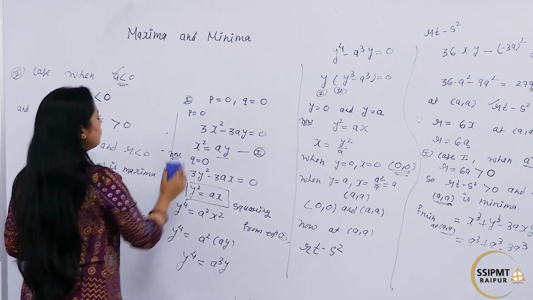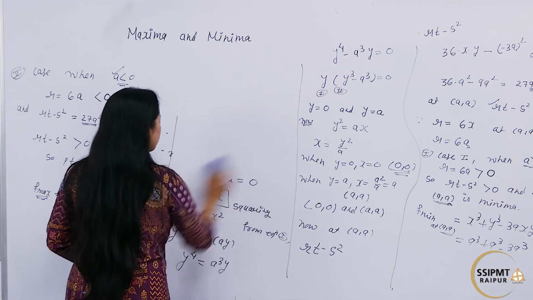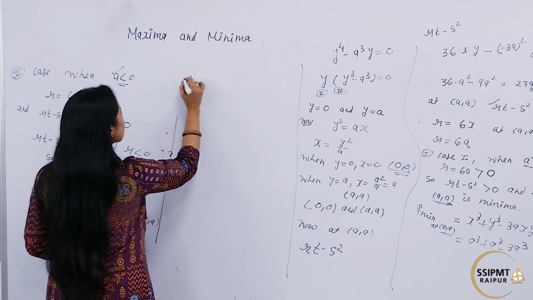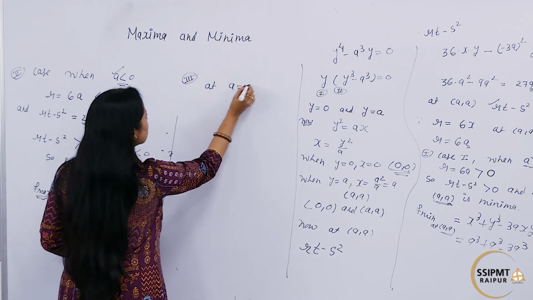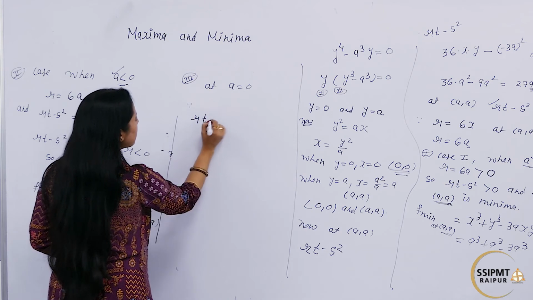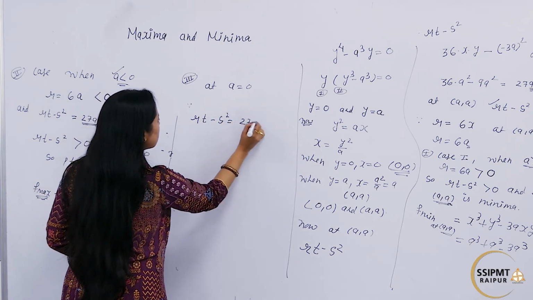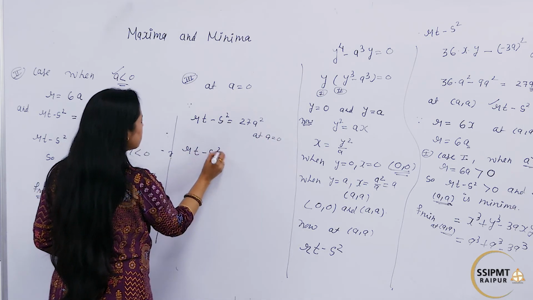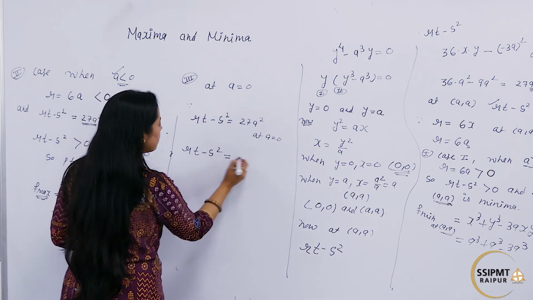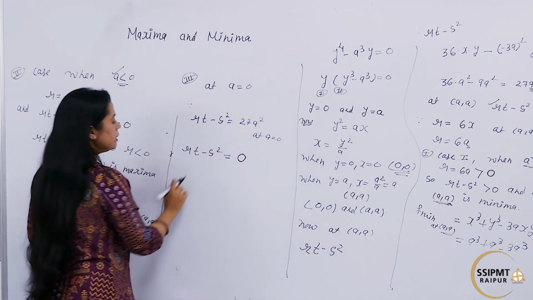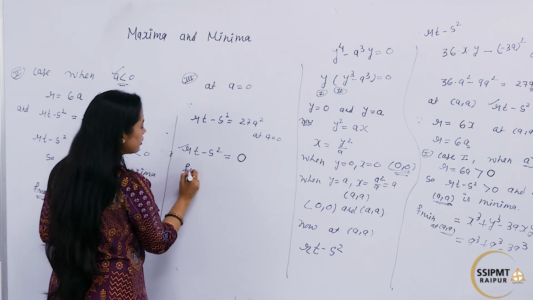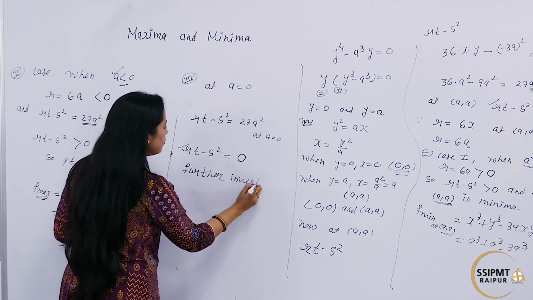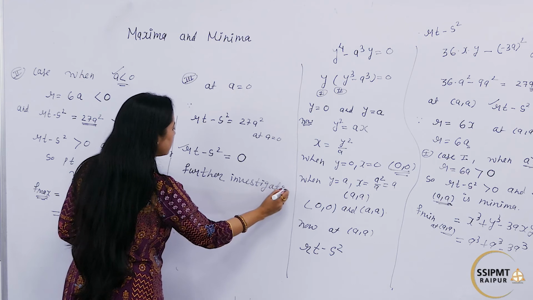And we have another case, when a is equal to 0. So let's check the third case. At a equal to 0, since rt minus s square was 27a square, the value of rt minus s square vanishes. It is equal to 0. That means further investigation is needed.